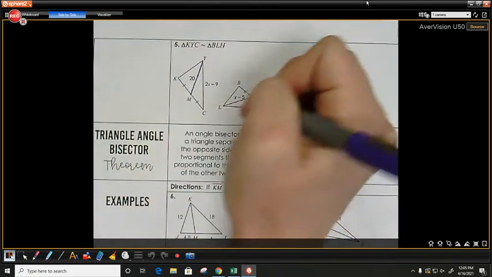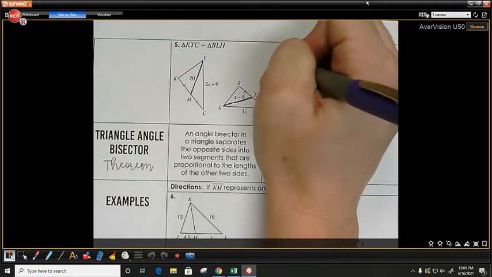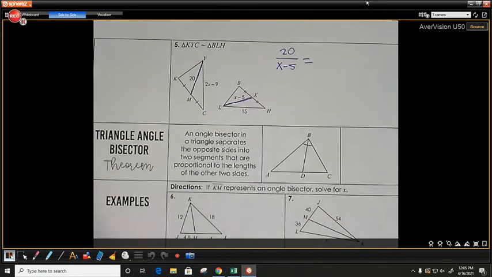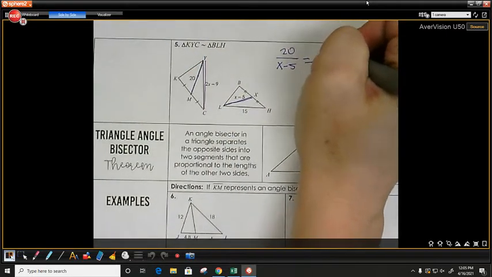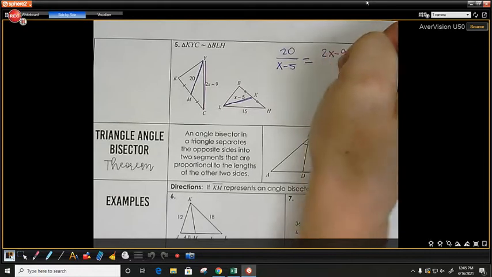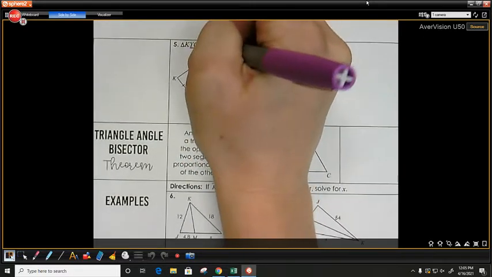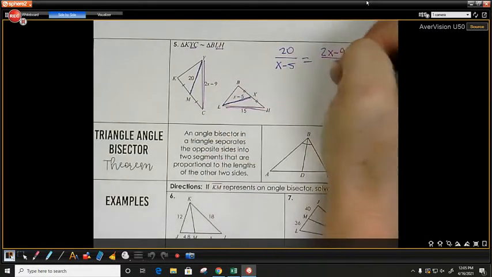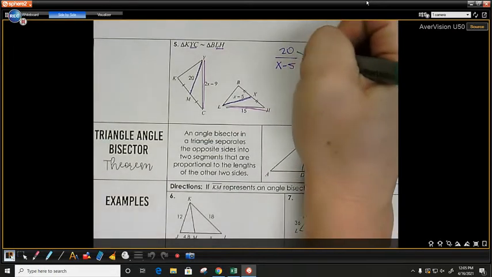20 divided by x minus 5 is equal to 2x minus 9 over, so that's YC, so LH, which is 15. So this one's going to be fun because we're going to have to do some solving quadratics.